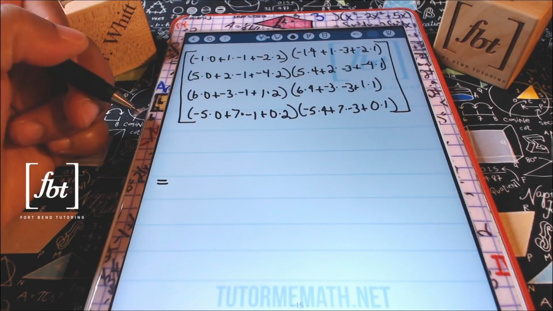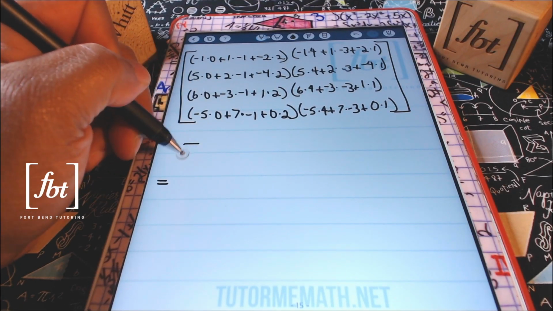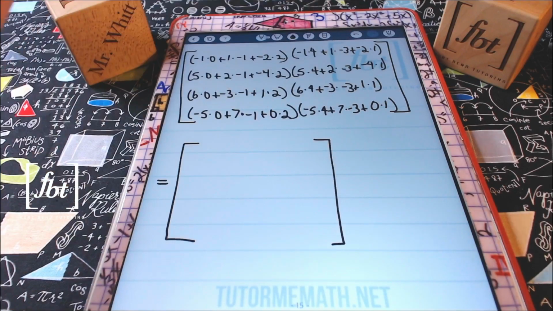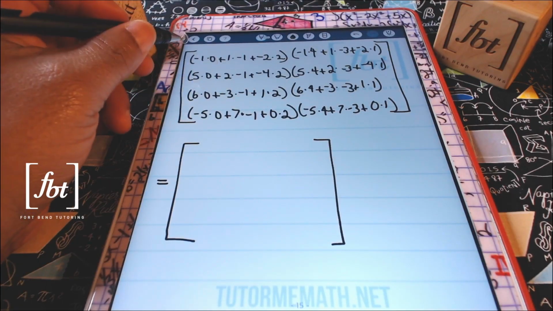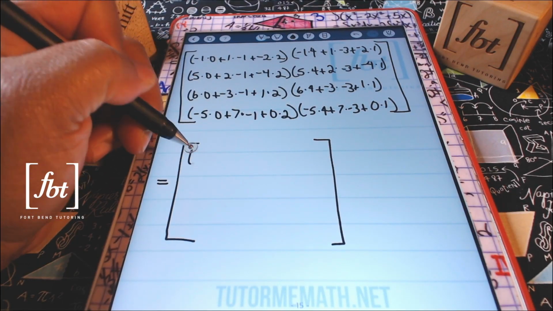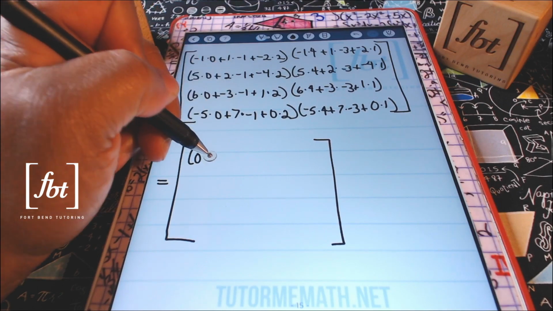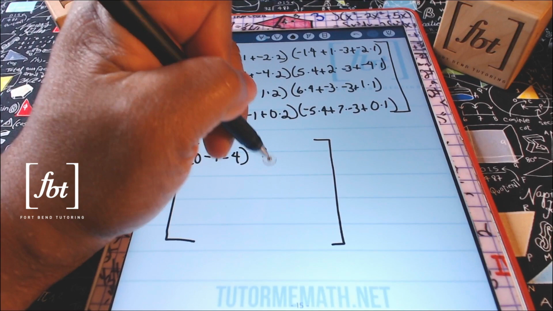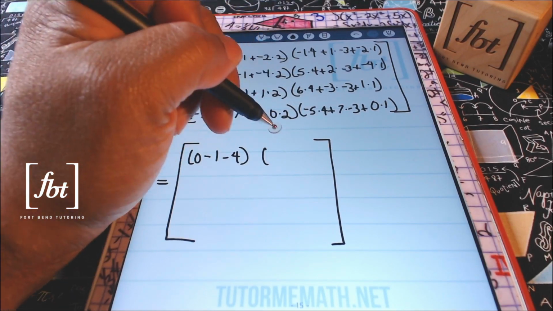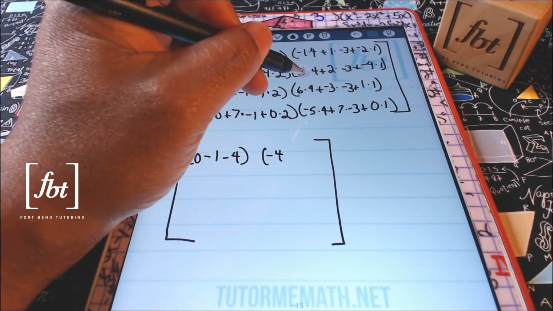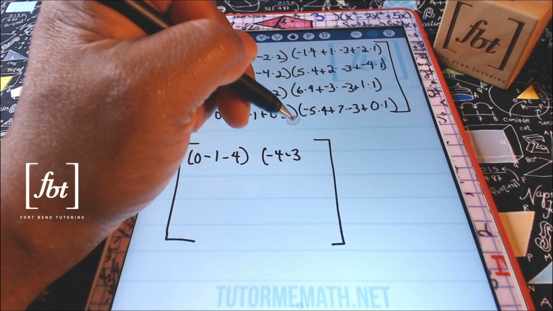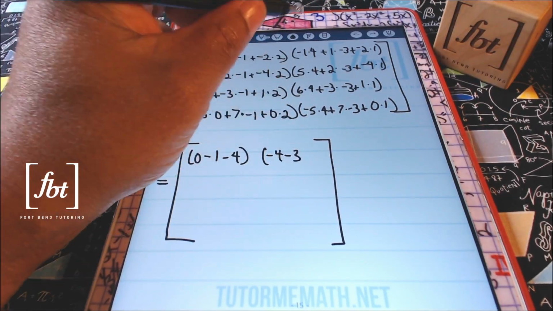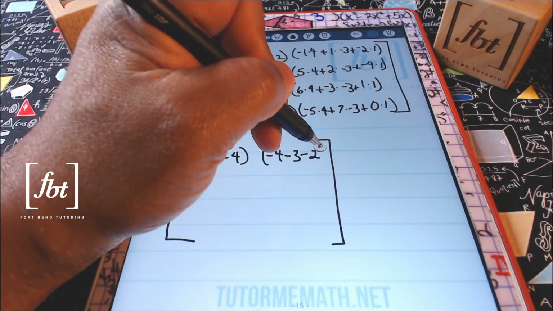All right, simplifying. Let's go ahead and get set up here. We'll have negative 1 times 0 is 0. 1 times negative 1 is negative 1. Negative 2 times 2 is negative 4. Next, we have negative 1 times 4 is negative 4. 1 times negative 3 is negative 3. Ain't that negative? Let's fix the negative. Negative 3. Negative 2 times 1 is negative 2.